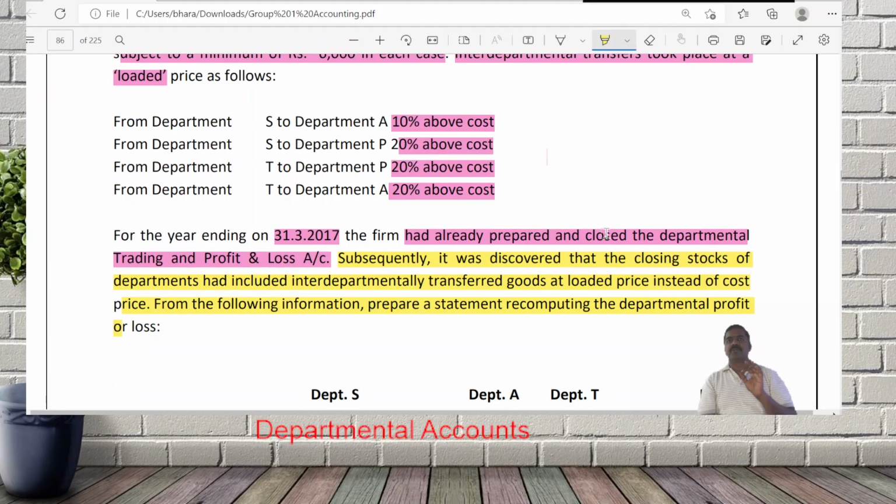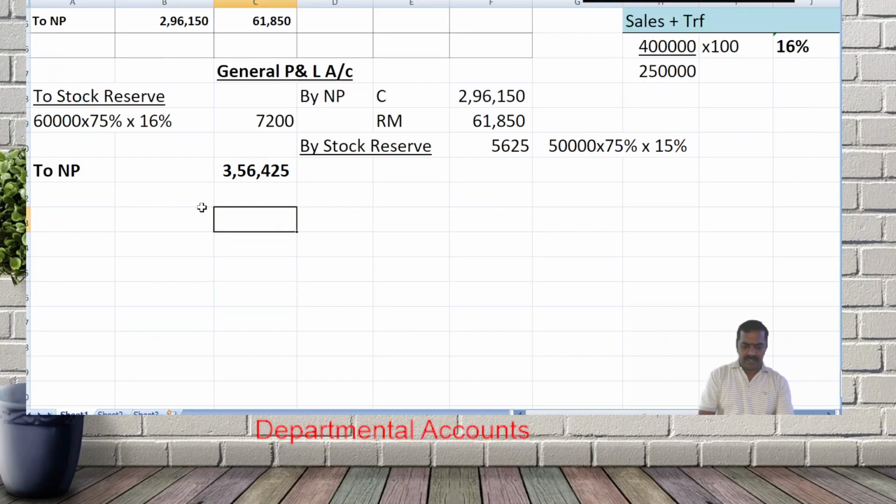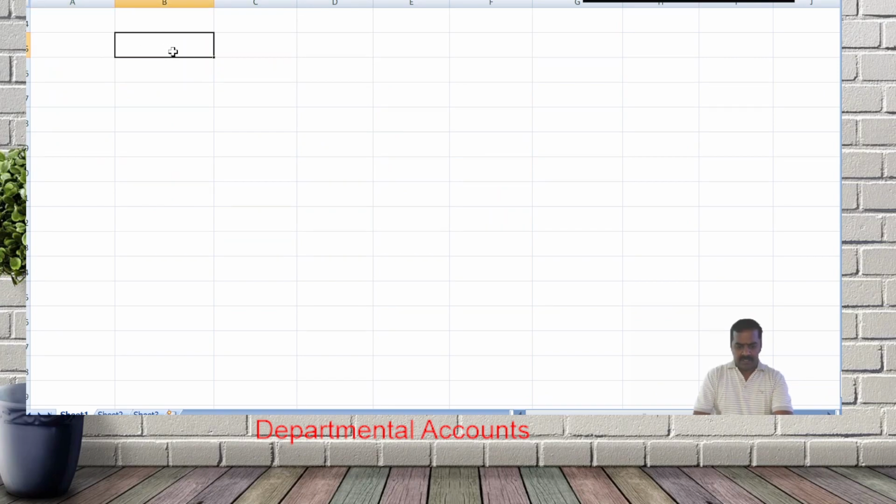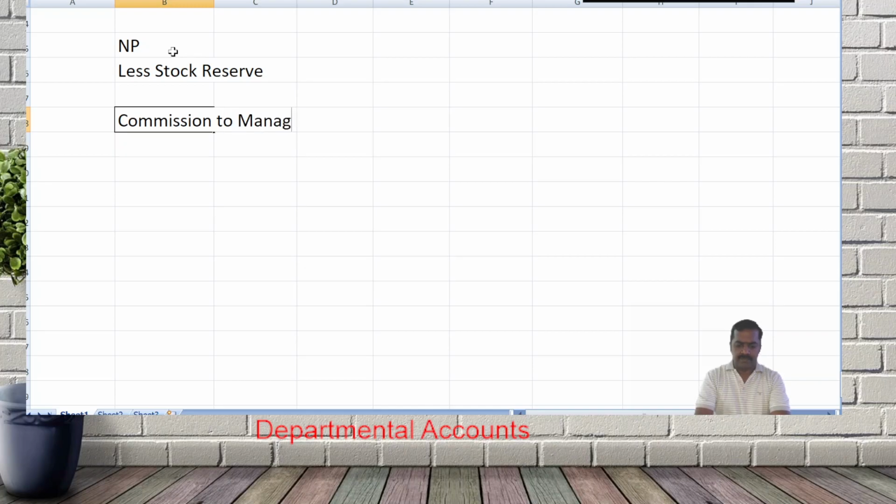Simple. They ask you to do the rectification of error. What is the error? Pay attention. They have taken net profit. Did they deduct stock reserve? Without doing this, they deducted which one? Commission to manager. Then they have given which one? Final net profit. This is what is correct treatment.